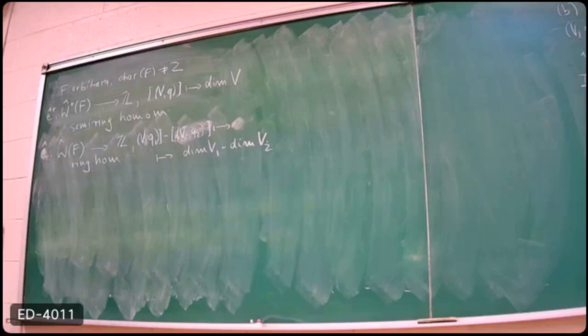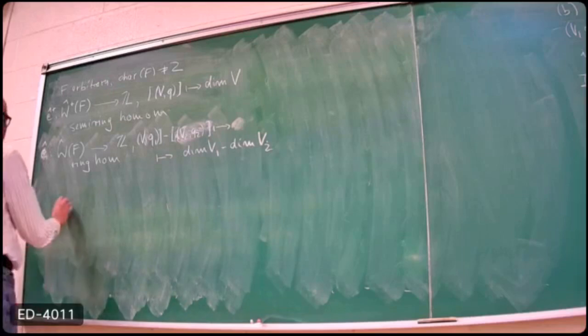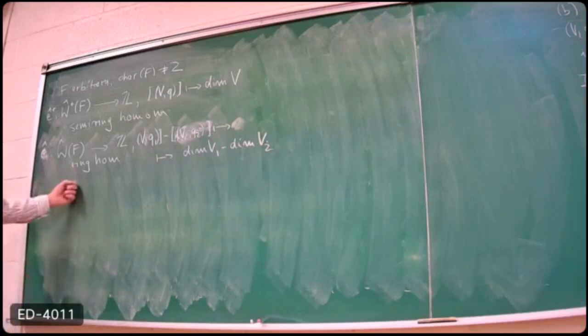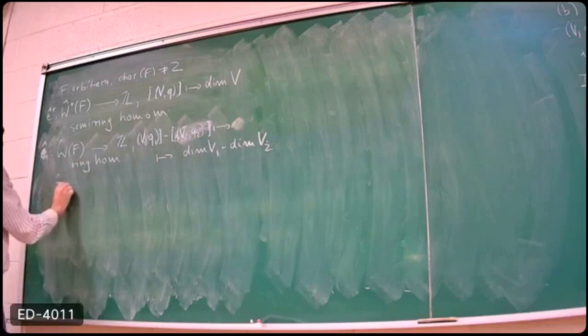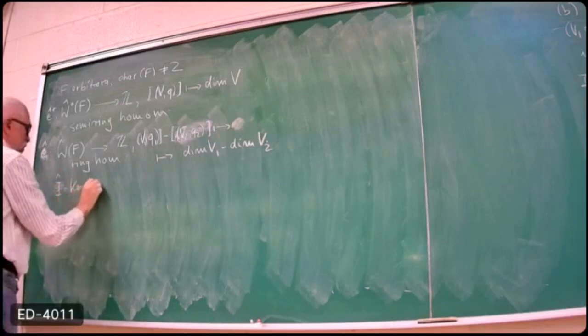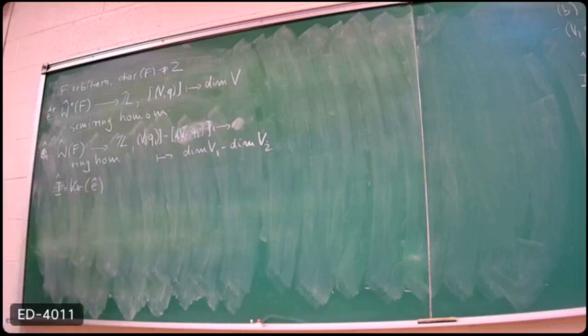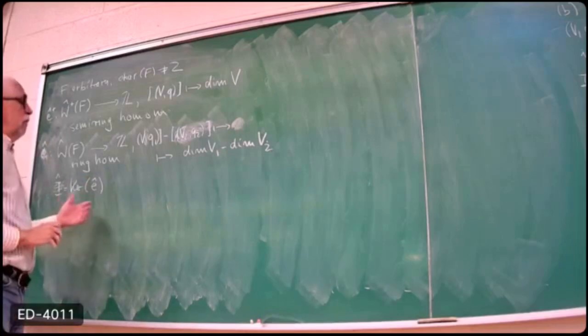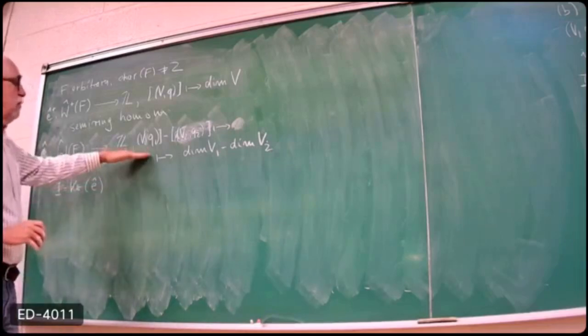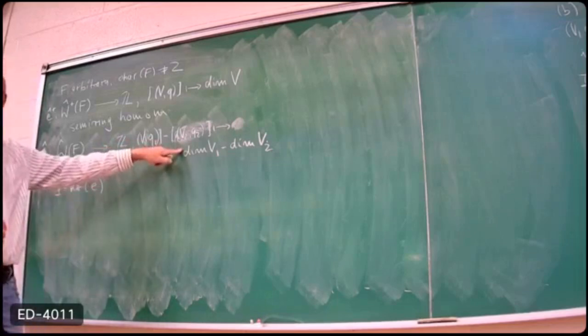Right. Well, it's a ring homomorphism. What do we do? We look at the kernel, of course. The kernel will be an ideal. So these are all the differences where the V1 and the V2 have the same dimension.